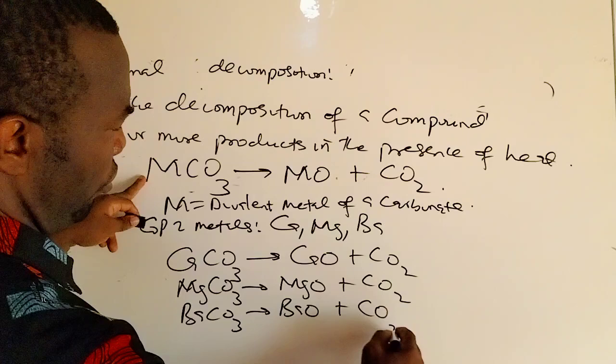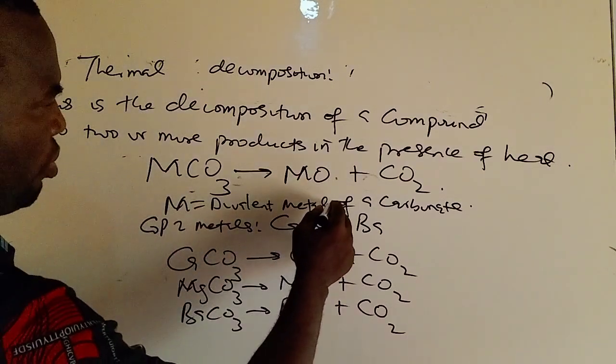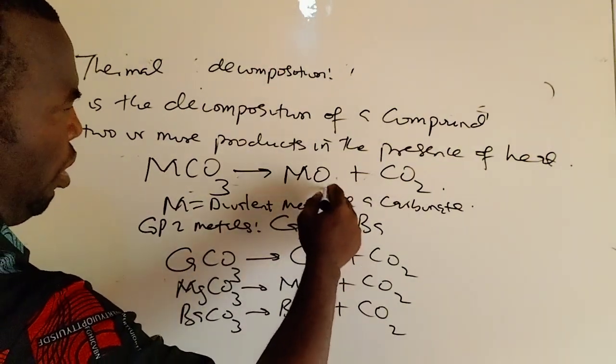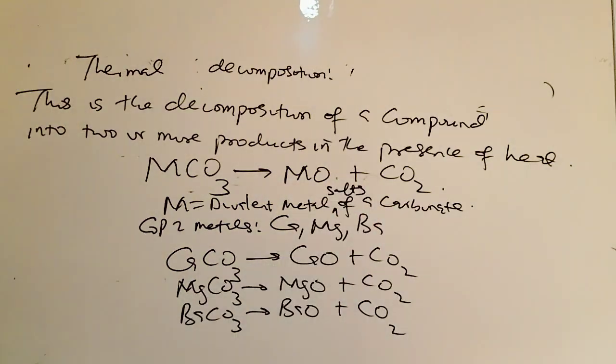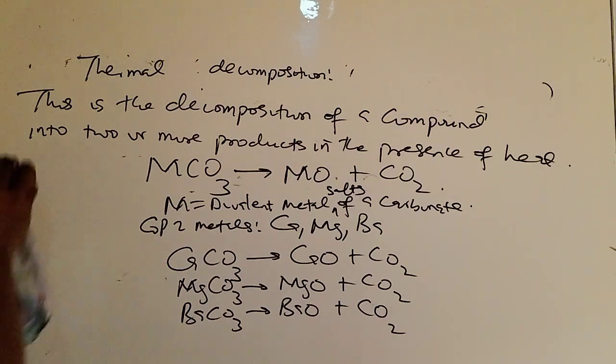So you have to master these rules. There are rules guiding the decomposition, because this reaction is very difficult to predict the product. But if you master the rules as I'm listing them, then you can know what is formed when a particular salt is decomposed. So divalent metallic salts of a carbonate decompose. Examples of divalent metals are group 2 metals, elements in group 2.